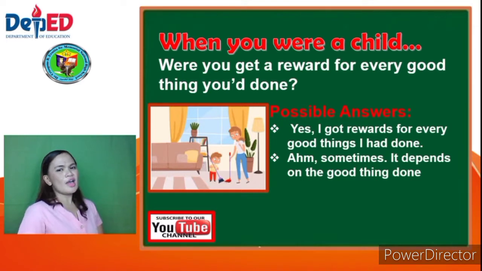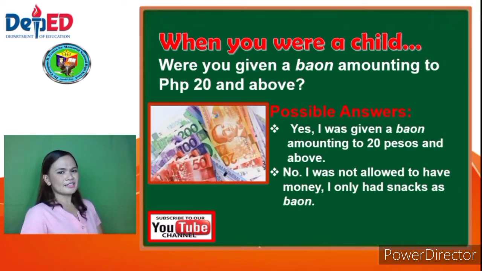Next question, when you were a child, did you get a reward for every good thing you've done? Is it yes, I got a reward for every good thing I have done? Or sometimes, it depends on the good thing done. Next, when you were a child, were you given a baon amounting to 20 pesos and above? Is it yes, I was given a baon amounting to 20 pesos and above? Or no, I was not allowed to have money. I only had snacks as baon.